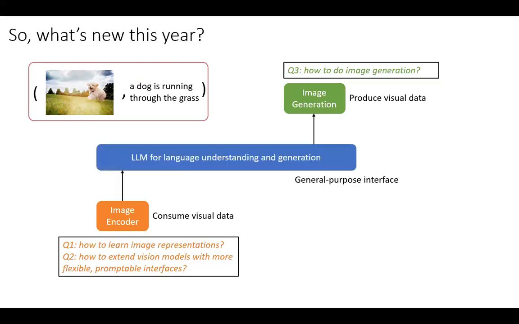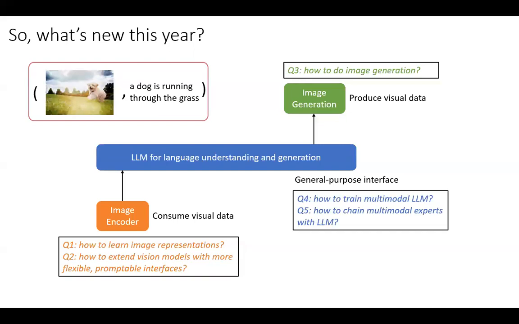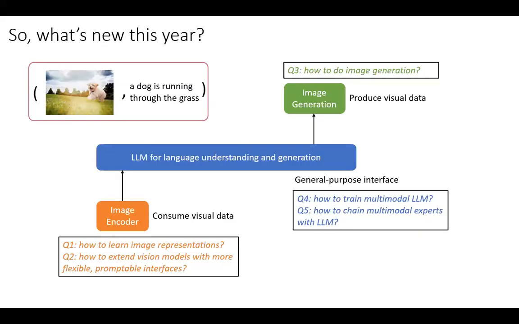And then the interesting thing is that the large language model comes into play. LLMs have very strong language understanding and generation capability, especially the recent instruction-tuned ones. So here we are going to use LLMs as a general-purpose interface, and we are going to talk about how we can train multimodal LLMs and how we can train multimodal experts with those LLMs. All these questions are the ones that we are going to answer in this tutorial.